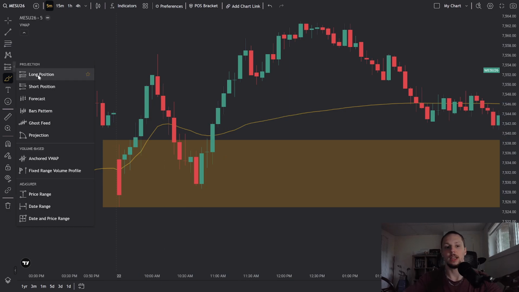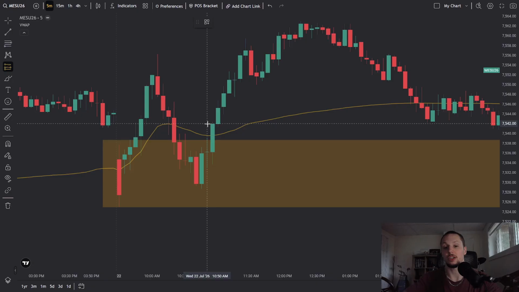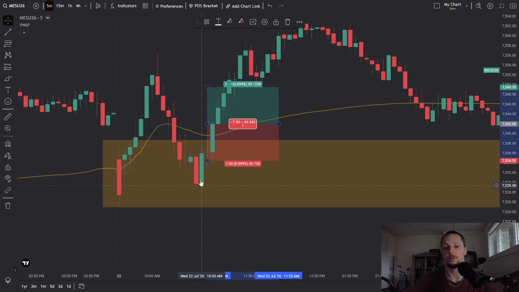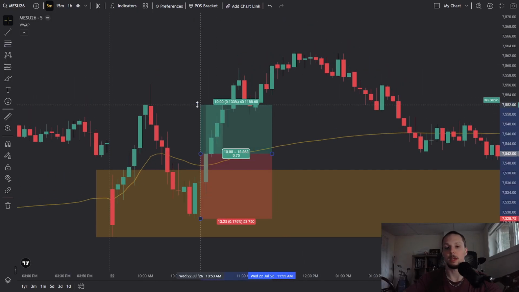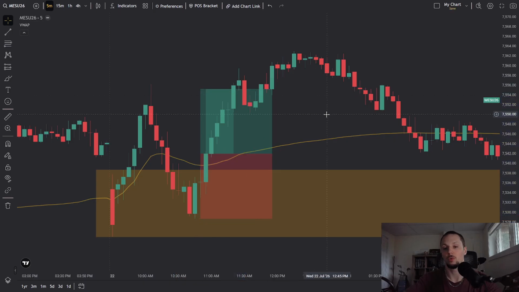So I went ahead and entered on the close of that confirmation candle. I always enter on the close. I pulled my stop loss down to the bottom of the pullback for a 13.25 point stop loss. And then I took my take profit and I pulled it up for a 13.25 point take profit, because I always look for a 1 to 1 risk to reward ratio trade size, meaning that my take profit is going to be the same size as my stop loss.